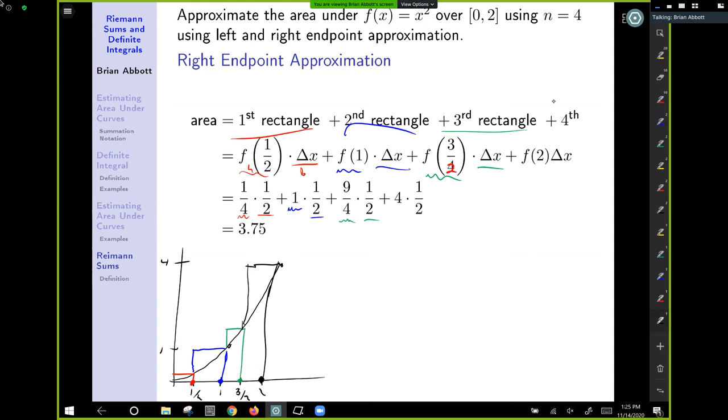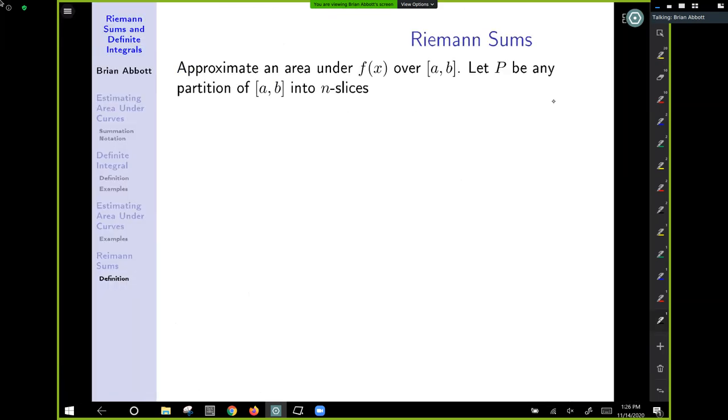Now last but not least, base times height. F of 2, 2 squared is 4. Add all that jazz up, get an area of 3.75. Now neither of these is a very good estimate because the first one was a fairly big undercount. The second one was a fairly big overshot, 3.75, because every area was overshot. So what's the actual area here?